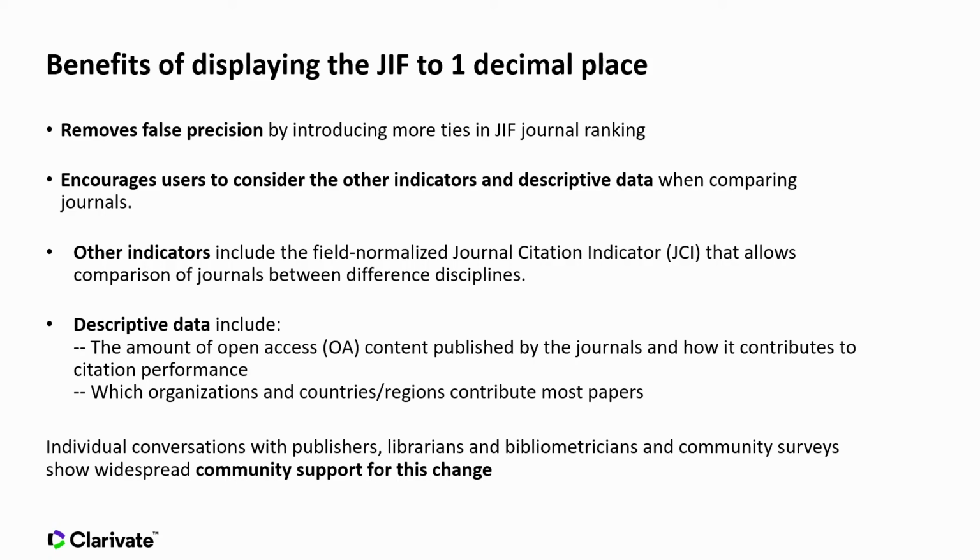So, for example, one of the indicators that could be used is the JCI. The kind of descriptive data that could be used, for example, is how much open access content a journal publishes and how much that open access content is contributing to the citation performance of the journal. And also, who is contributing to the journal? Who are the communities around the journal in terms of institutes, in terms of regions? So this slide just shows some of the additional metrics that are available in the JCR.